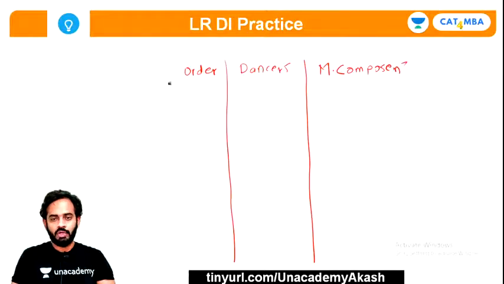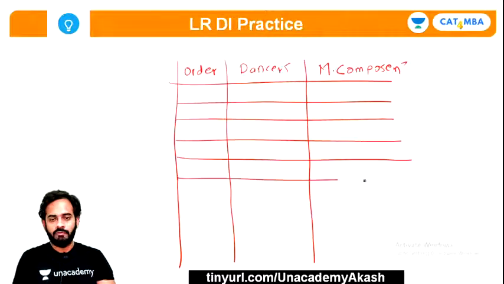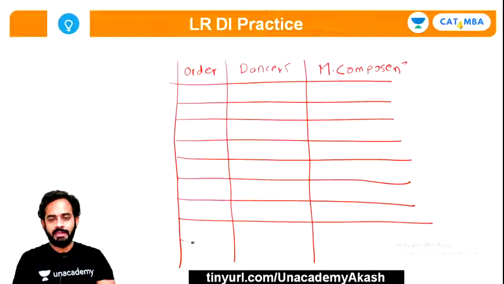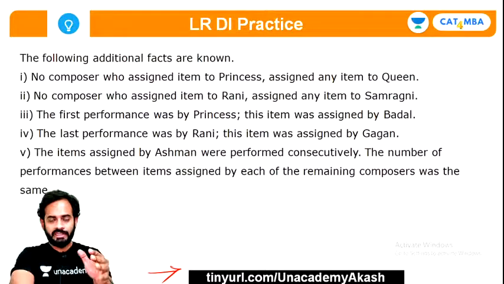Give me a minute. We have a total of 8 performances: 1, 2, 3, 4, 5, 6, 7 and 8. It's quite simple, guys. Trust me, you will understand everything. Don't worry at all. We are just starting this now.